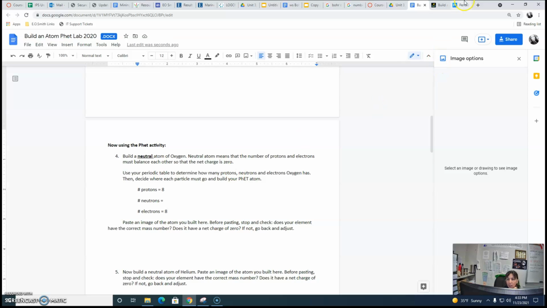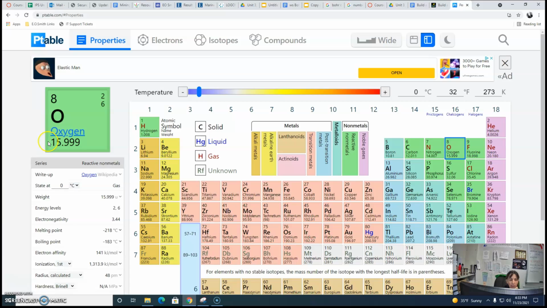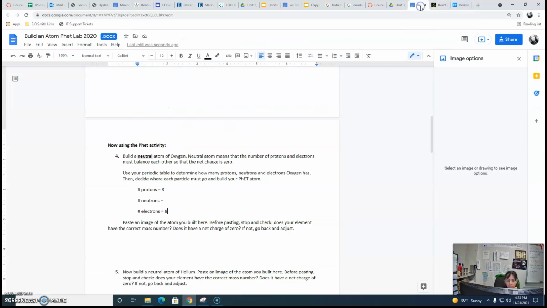The last piece of information I can find from my periodic table is this number right here, which, as we know, is the atomic mass. I'm going to round this to the nearest whole number. So I'm going to have 16 as my atomic mass. And as you know from the previous work we did in class, if I want to find number of neutrons, I'm just going to do atomic mass, which we said is 16, minus number of protons, which we said is 8. So I'm going to come out with 8 neutrons for oxygen.